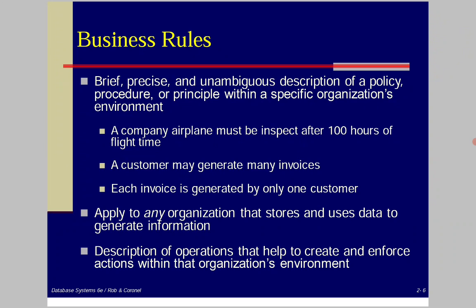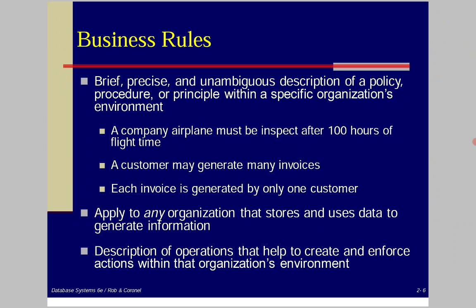Business rules are nothing but some conditions, brief, precise and unambiguous descriptions of policies, procedures, principles within a specific organization environment. Business rules are some rules which are used to implement some system. They are brief, precise, and unambiguous, means without any confusion, descriptions of policies, procedures, principles, anything of an organization. A company airplane must be inspected after 100 hours of flight.